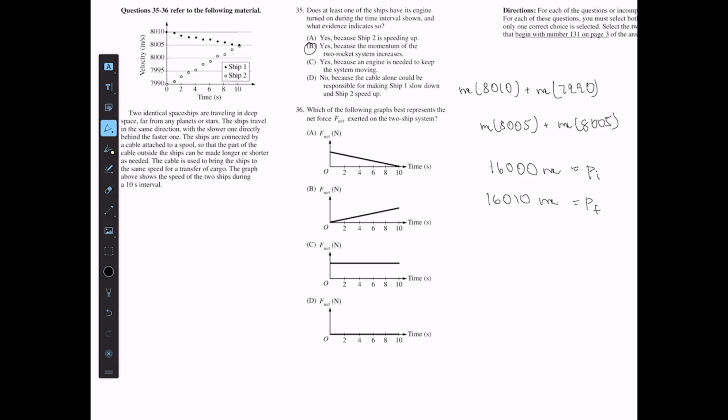Which of the following graphs best represents the net force exerted on the two-ship system? Okay, so you can see that the slopes of the velocity-time graphs for both of these are pretty constant. So that means that the acceleration is pretty constant, so the net force should be pretty constant. So it's not A or B. And there is a change in momentum, so there should be an area under the curve. So it's not D. So C is the answer.